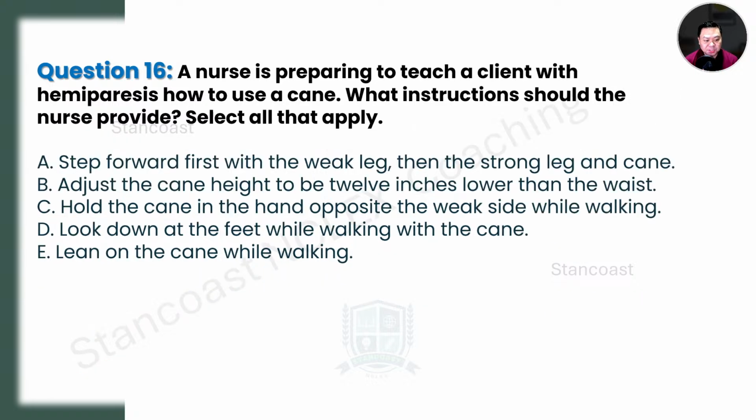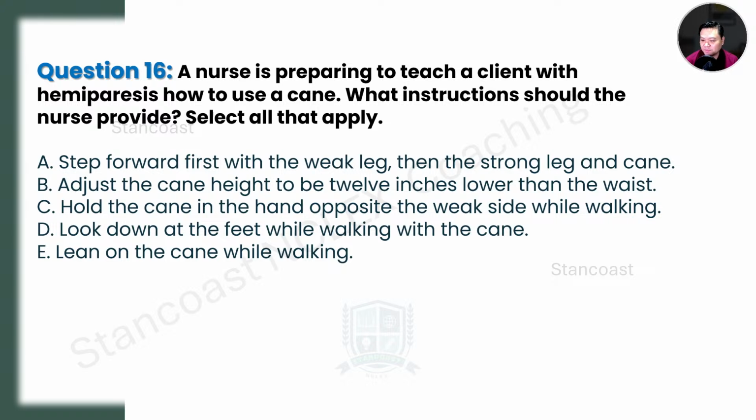Now let's have number 16, which I believe will be the last item. A nurse is preparing to teach a client with hemiparesis how to use a cane. What instruction should the nurse provide? Select all that apply. A, step forward first with the weak leg, then the strong leg and cane. B, adjust the cane height to be 12 inches lower than the waist. C, hold the cane in the hand opposite the weak side while walking. D, look down at the feet while walking with the cane. And E, lean on the cane while walking.